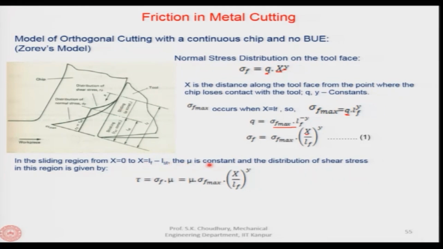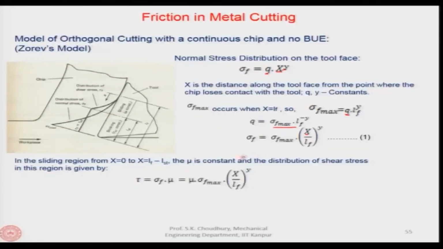In here the mu is constant because it is a sliding zone, and here the normal force is not very high, and therefore, the real area of contact is not equal to the apparent area of contact, and the real area of contact remains less than the apparent area of contact. So, therefore, mu remains constant, and the distribution of shear stress in this region, this tau, can be written as the normal stress into mu.